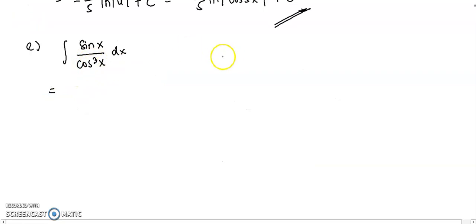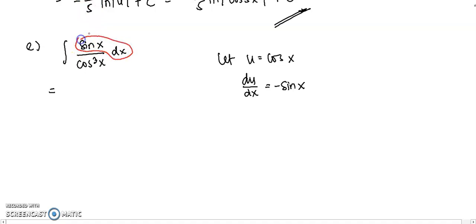For this question, I'll replace the cos x by the u, so that I can find the du dx in terms of sine. du dx is equal to negative sine x. Why do I need to get this? Because I plan to substitute the sine x dx in terms of u. If I bring out the dx to the right, I get my sine x dx, meaning that this can be replaced by negative du.